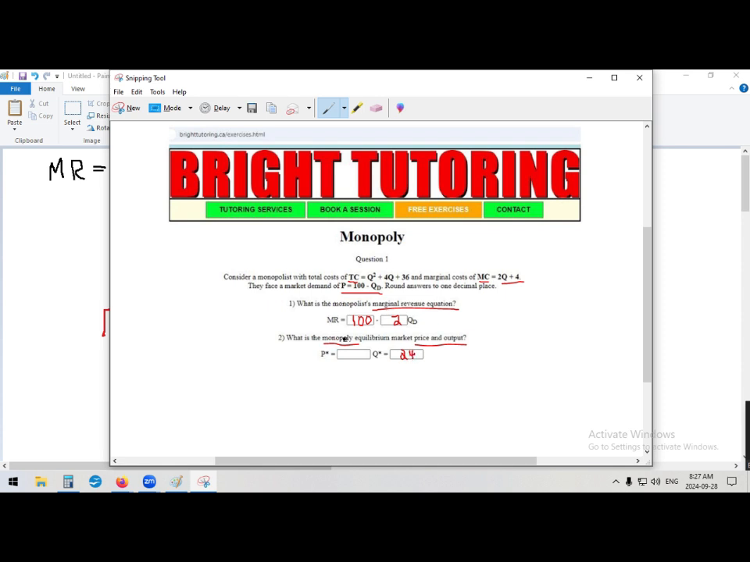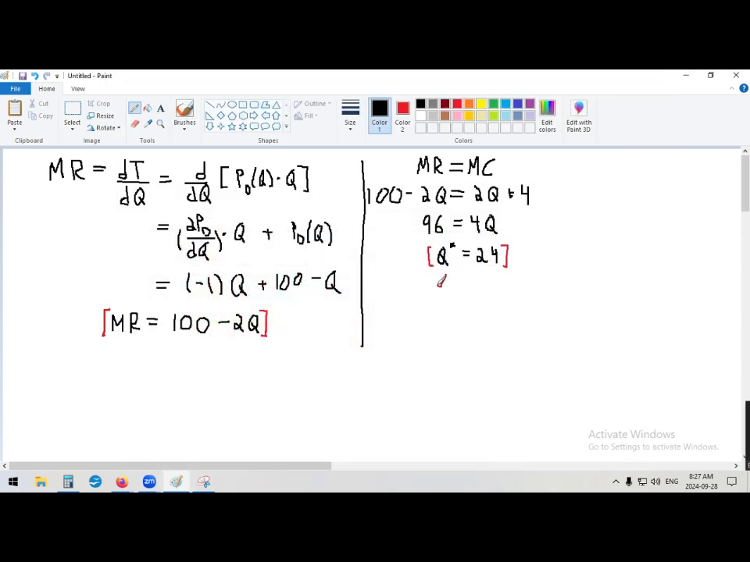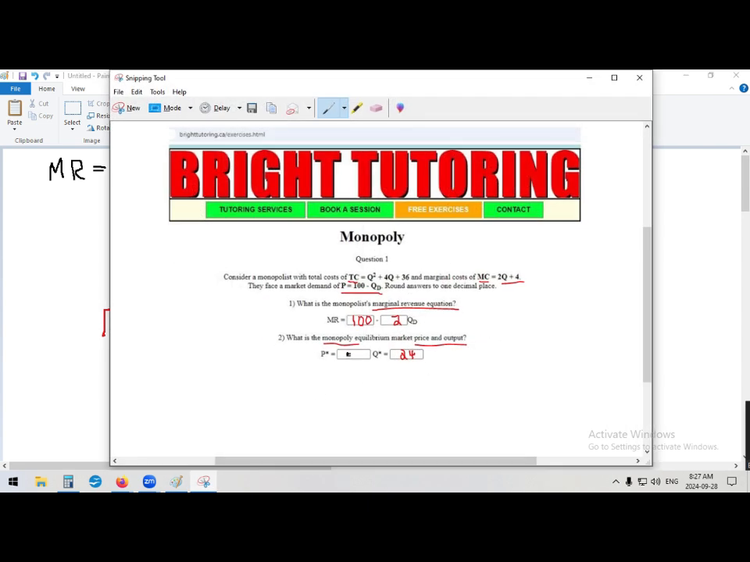And then the monopolist can flex their bargaining hand and set the price equal to willingness to pay. So we're going to take this and plug it back into the demand curve and say, okay, market price P will be 100 minus the quantity, which is 24. So the monopolist market price, P star, is going to be 76. And that's what you have here. And that's how you do that question.